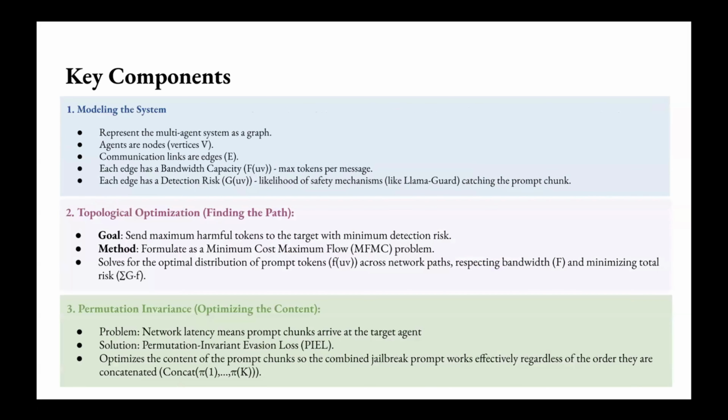The first major thing we do is model the system. Each LLM agent itself is a node. That's pretty obvious. The connections between them are edges, and crucially, each of those edges has some kind of bandwidth capacity as well as some kind of detection risk.